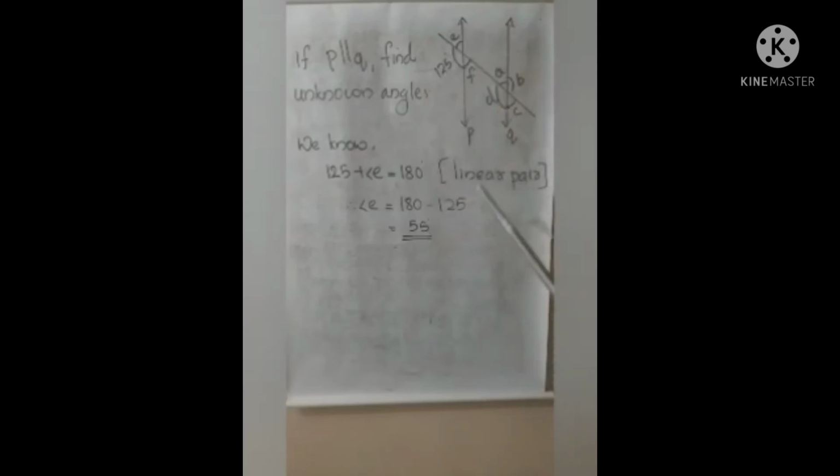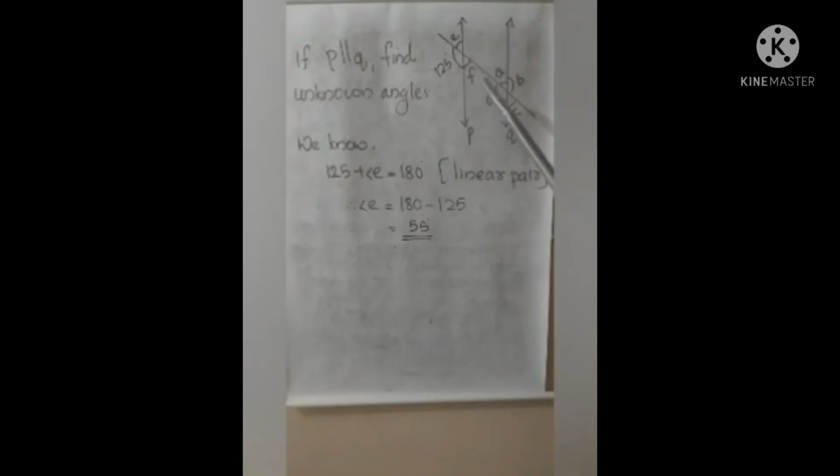Now can you find any relation between angle E and angle F? By looking at the figure, they are vertically opposite angles, isn't it? Angle E and angle F are vertically opposite angles. So if angle E is 55 degrees, what will be the value of angle F? Yes, 55, because vertically opposite angles are equal. So angle E is 55 degrees, and angle F is also 55 degrees.